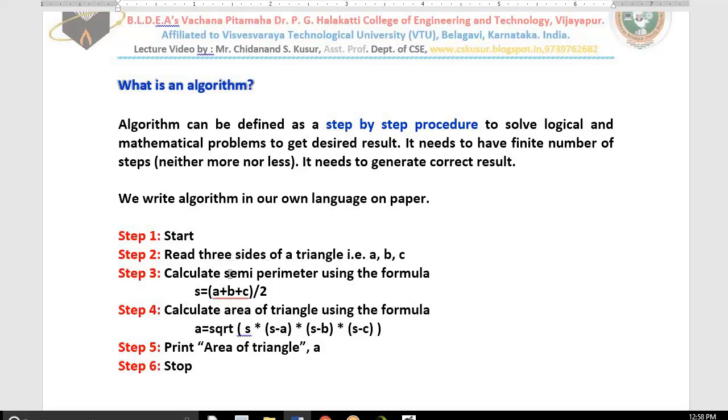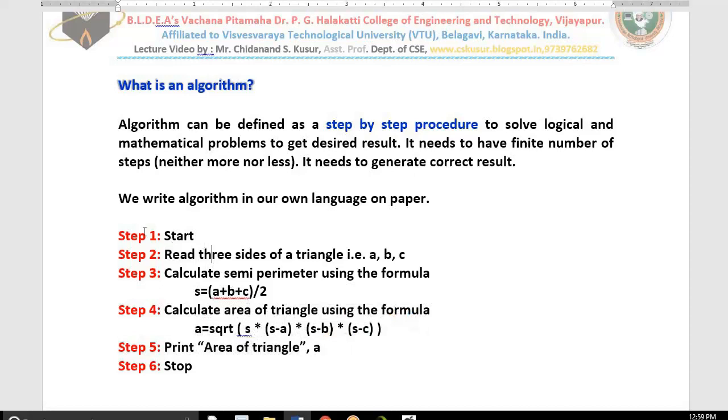Once you read 3 inputs, calculate the semi-perimeter using the formula S equals to so and so, A plus B plus C divided by 2. Once you calculate the semi-perimeter, next step is to calculate the area of triangle using the formula A equals to square root of so and so. Even you can write here mathematical expressions also, because we are writing this algorithm on paper. Then print what? A. You can use print A or with message area of triangle in double quote. Don't imitate like my wordings. Instead of read you can take input, instead of print you can take output, instead of this message you can change it or go for display A or put A as you wish.